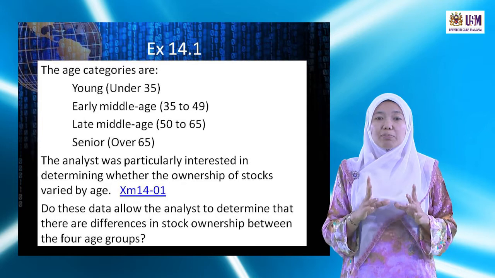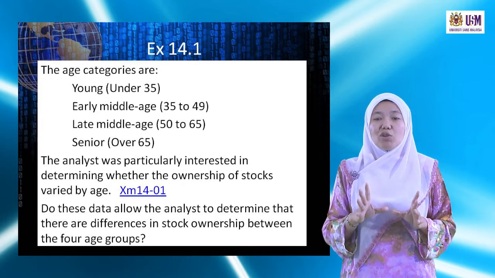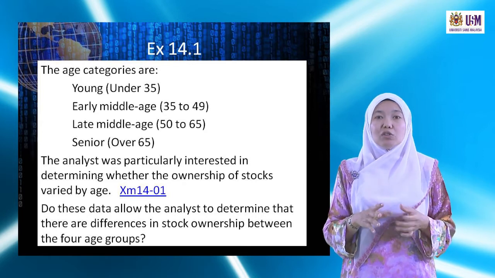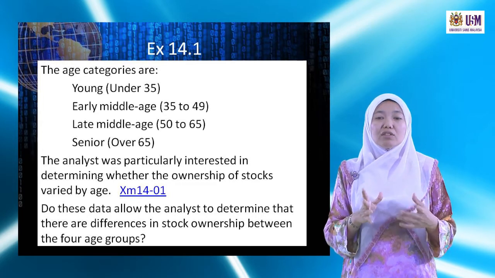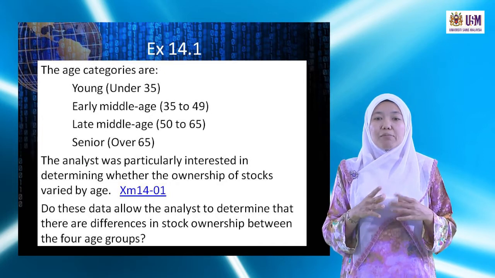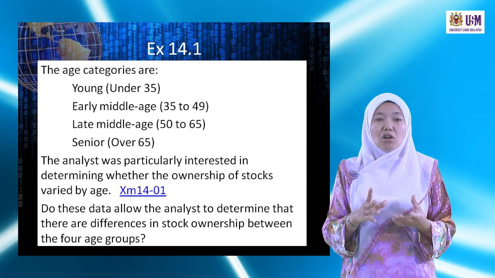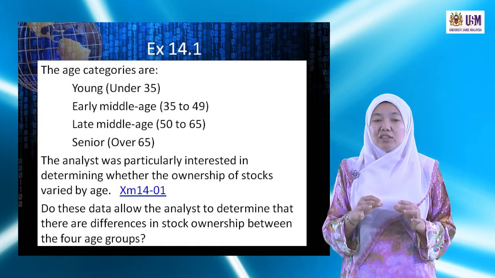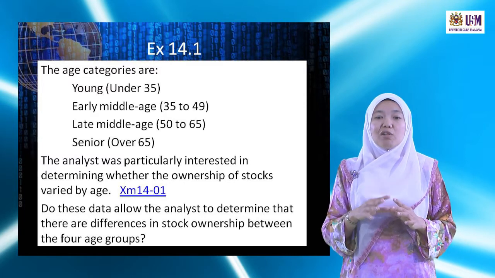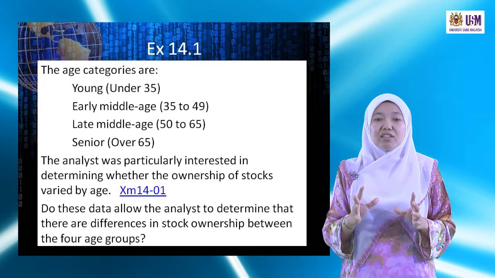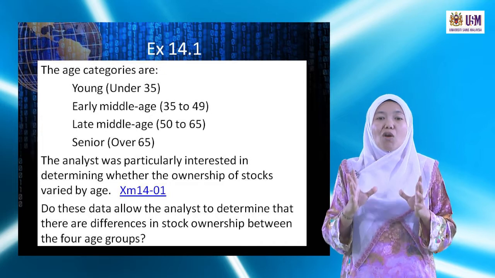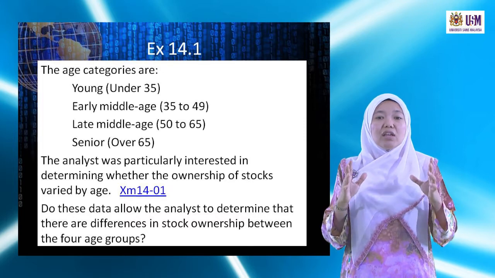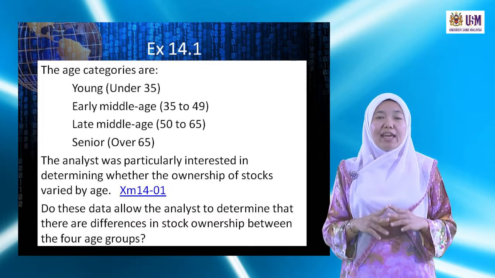The analyst was particularly interested in determining whether the ownership of stock varied by age. So we're talking about whether the head of the household invests in stocks and shares, and what the amount or percentage of stock ownership is, depending upon the age category. So the question now is, do these data allow the analyst to determine that there are differences in stock ownership between the four age groups? In short, is there any difference in stock ownership between the four age groups?